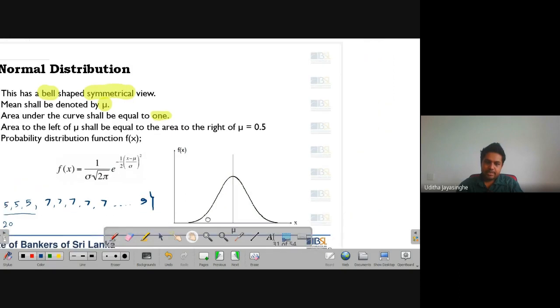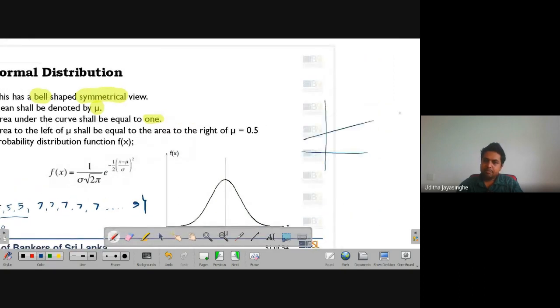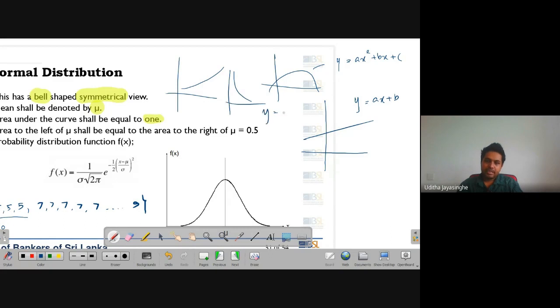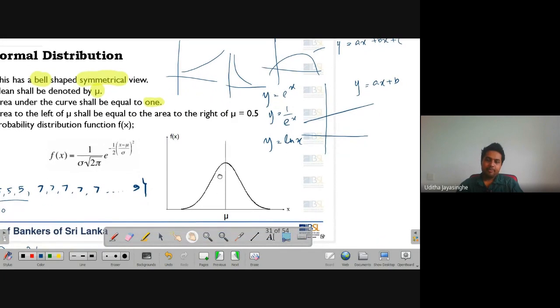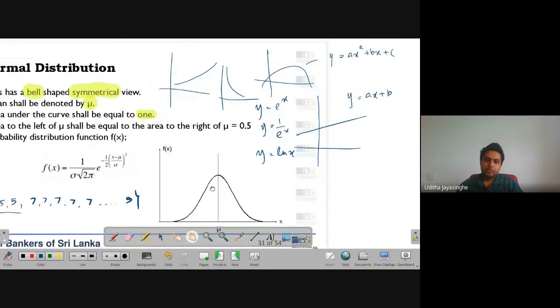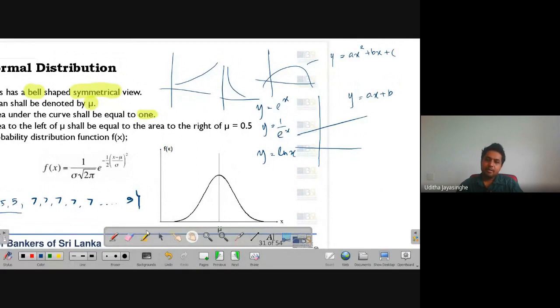Once you're engaged in mathematics, even if you put up a simple line, you can write y equals ax plus b. Or you can say y is equal to ax squared plus bx plus c. Or y is equal to e to the power x, y is equal to 1 divided by e^x, y is equal to ln x. Likewise, students, in mathematics, for any of these curves, you can denote the y or the f(x) by an equation.